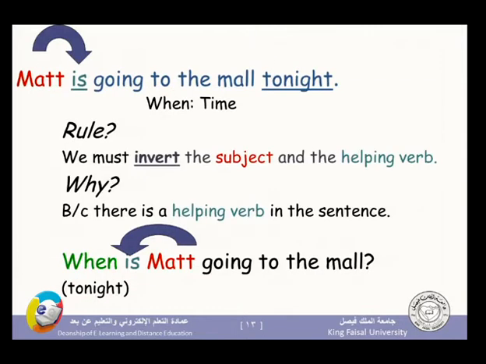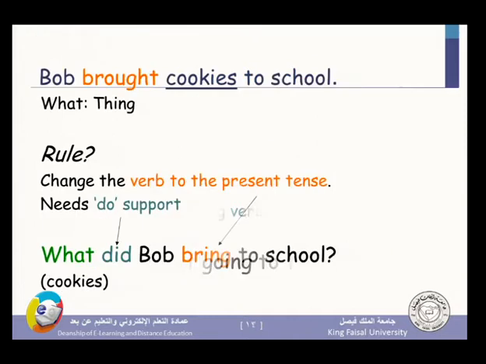Okay. We must invert the subject and the helping verb. Why? Because there is a helping verb in the sentence. If there is a helping verb in the sentence, inversion is to happen. You have to invert. So, Matt is going to the mall. So we have an auxiliary, which is is. We have to invert. Is Matt going to the mall? I want to ask about the time. When is Matt going to the mall? As simple as this. The answer is tonight.